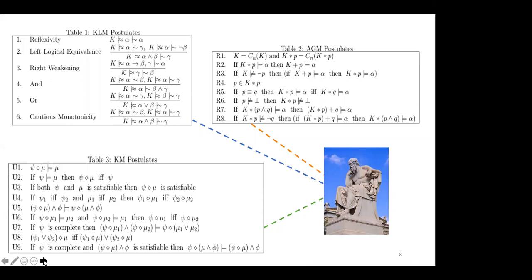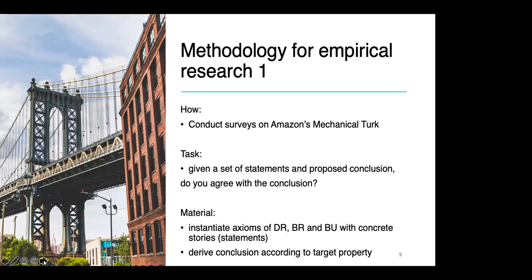Our approach is to investigate whether these postulates hold in human reasoning. So I'll unpack our approach in more detail over the following slides. Firstly, we require empirical data to answer our research question. We chose to collect data via 3 distinct surveys, one for each form of reasoning.